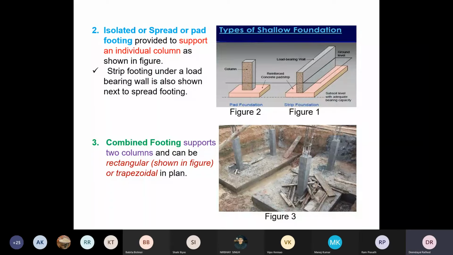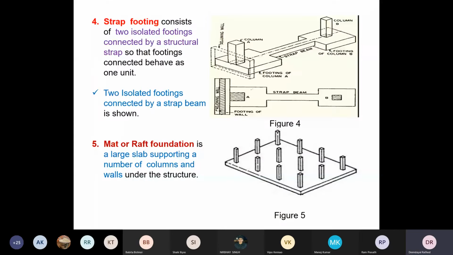Then strap footing. It consists of two isolated footings connected by a structural member called a strap. Okay, here this is the strap. The strap doesn't bear any load. It's just a connection between the two, like a beam connection, to avoid the differential settlement.